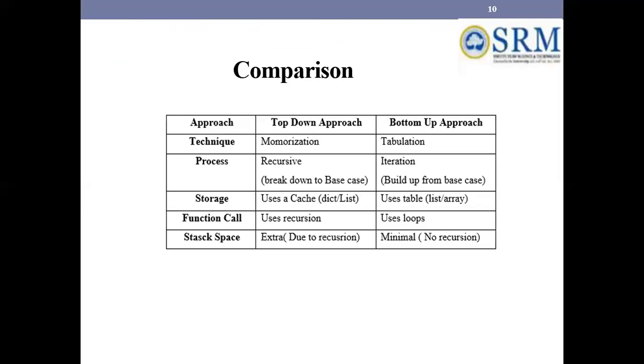Comparison. Top-down approach and bottom-up approach. Technique: memoization is used in the top-down approach, tabulation in the bottom-up. The process is recursive in the top-down approach, iterative in the bottom-up approach. Storage: the top-down uses a cache, dictionary or list in Python. The bottom-up uses a list or array. Function call: top-down has recursive function calls. Bottom-up has no recursive function call, it uses only iterative looping statements. Stack space: extra space is required in top-down to store the recursive call information. But in the bottom-up approach, the memory space used is minimal, no recursion.